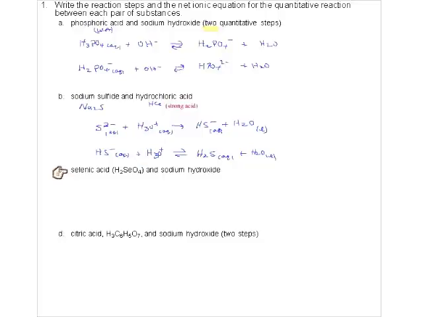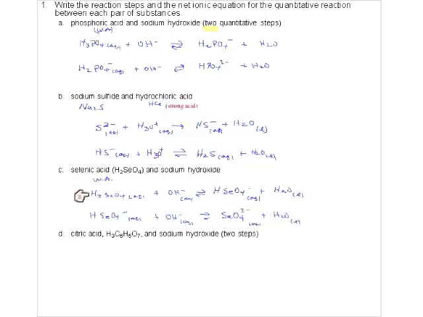Here's another one, selenic acid. This guy looks like it has 2 hydrogens that it can donate. And we're going to react it with some sodium hydroxide, or just hydroxide, because the sodium is going to be a spectator. And what we're going to see again is 2 distinct steps here. The first hydrogen comes off to produce HSeO4 minus. And then the second one will come off at a higher pH. HSeO4 minus becomes SeO4 2 minus. There we go. So 2 distinct steps.